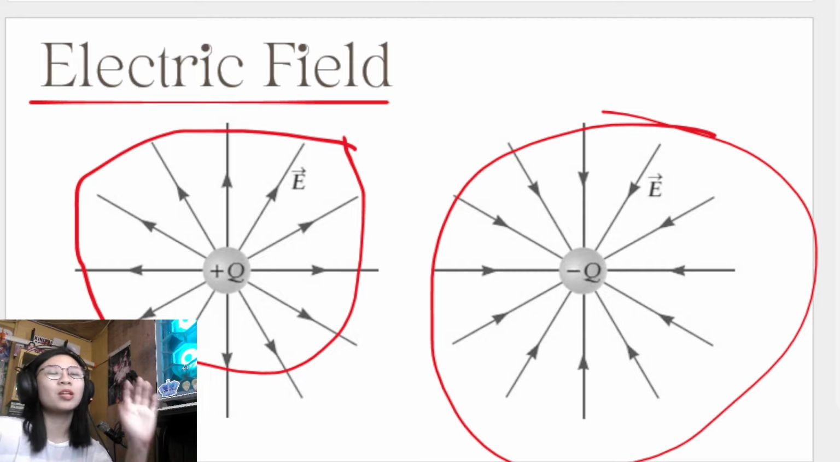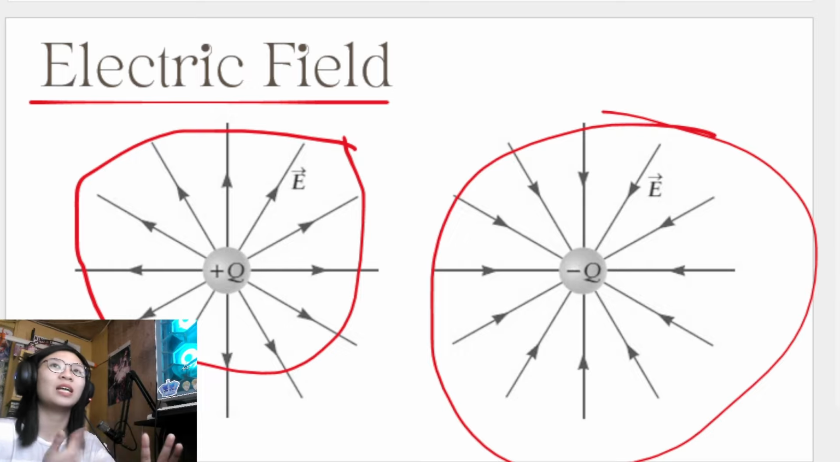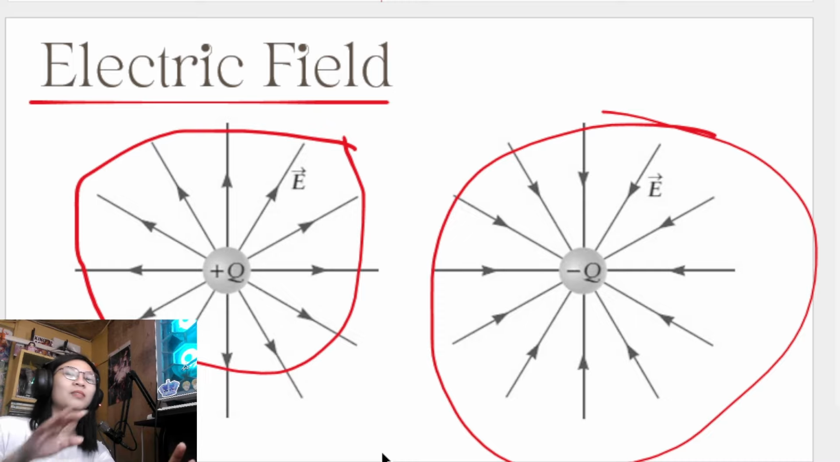Okay? So, that is the general principle that a body cannot exert a net force onto itself. So, electric force of a charged body is exerted by the electric field that is created by another charge. So, ang force na na-feel ni plus Q or ni positive Q is from the electric field of negative Q and vice versa.